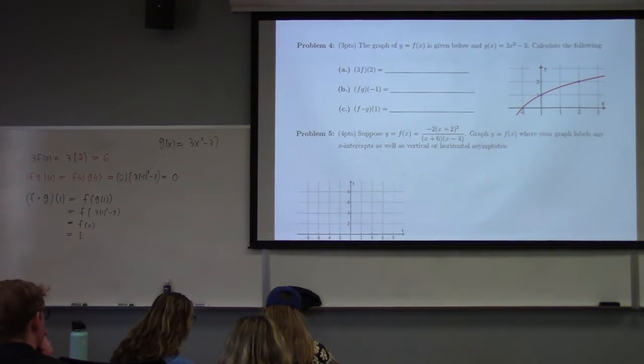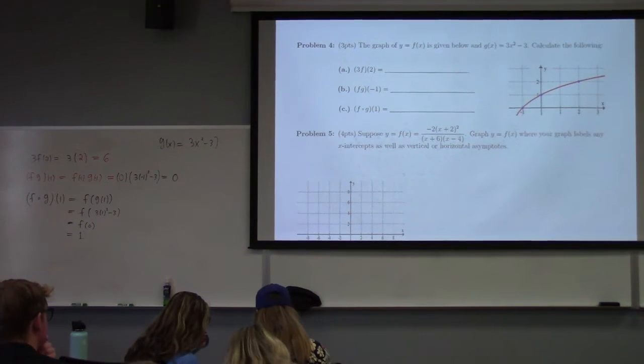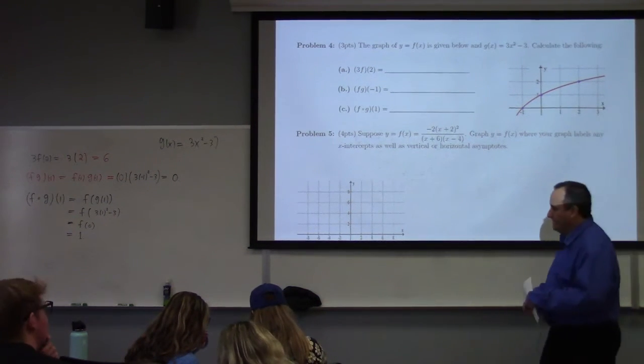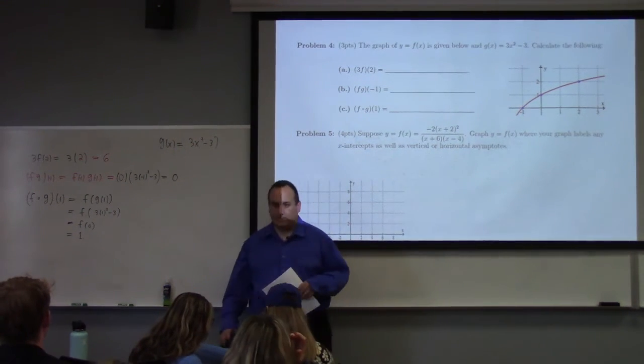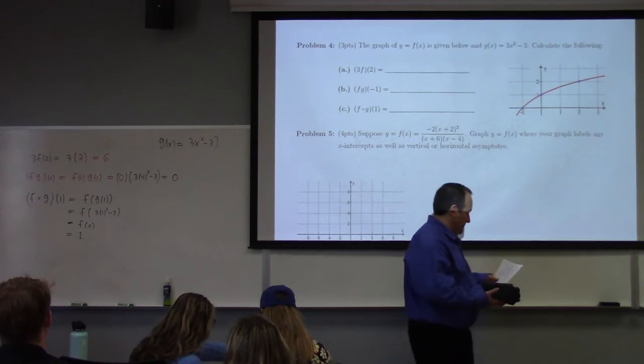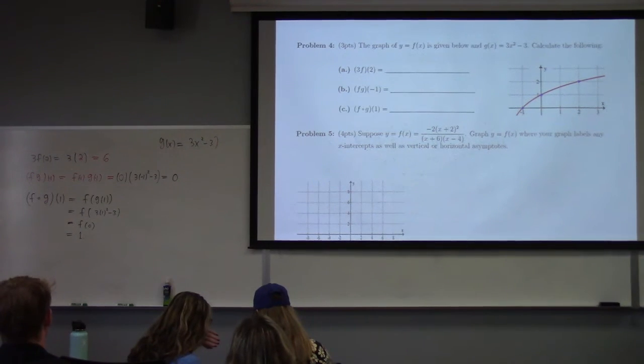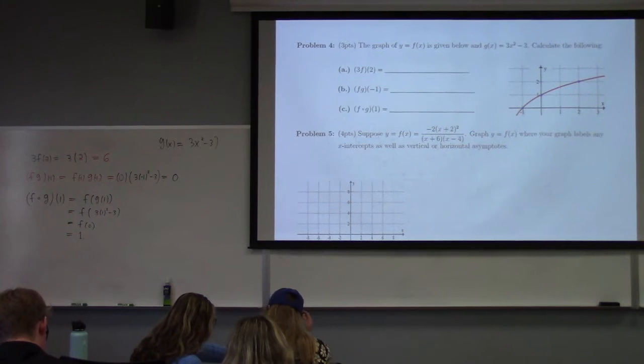Let's see here. So the answer is 6 or is it 1? The answer is 6, 0, and then 1. It's not really anything I was using, so I thought I was trying to find out. All right, so the next one here.